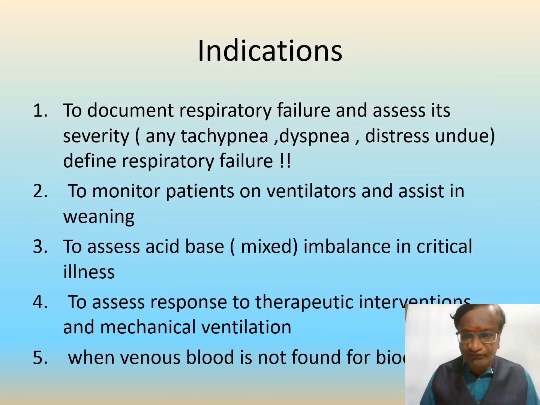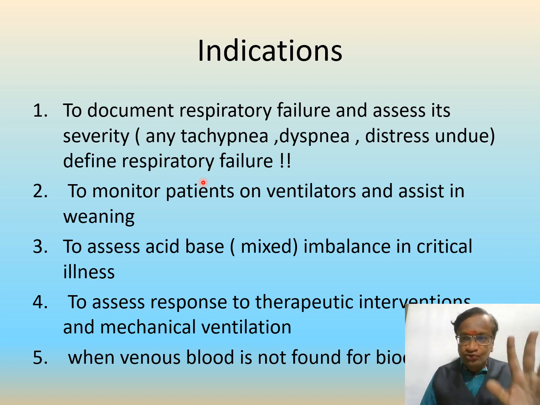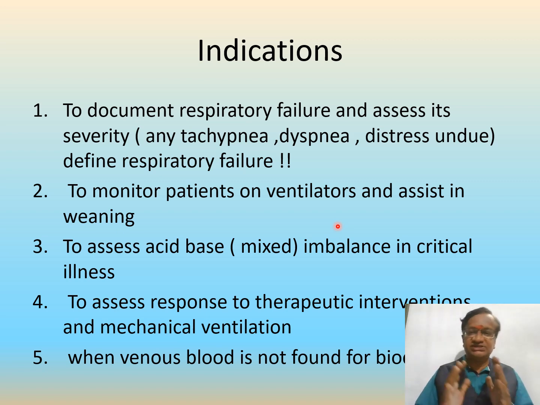So what are the indications of blood gas analysis? It seems to be very easy, but it is to document respiratory failure and assess its severity. First, to diagnose the respiratory failure. Number 2, how much is the severity? To monitor patients on ventilator, you put a blood gas and see. Now we have assisted, we have put the patient on pressure support, on TPs, assisted weaning, taken a blood gas, and it shows a mixed acid-base imbalance. Now the patient is having a metabolic acidosis with a respiratory alkalosis. Or the patient has diabetic ketoacidosis, with rapid respiration, pouring out carbon dioxide, and an independent respiratory alkalosis. These are the types of mixed acid-base imbalance.